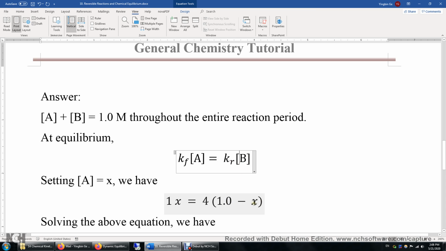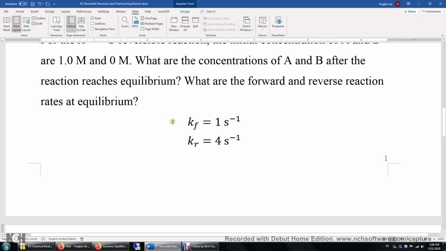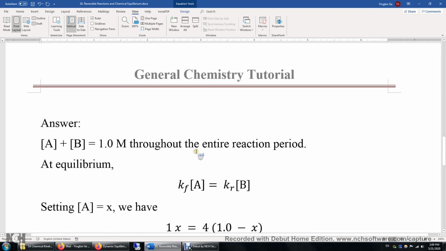What's the concentration of B? By using this equation, we know the concentration of B is always 1.0 minus the concentration of A. And therefore, we have 1.0 minus X here. All right, so what is this 1 and 4? They are actually the reaction rate constants, the forward reaction rate constant and the reverse reaction rate constant. How about units? Anyway, the units are the same, therefore they cancel.